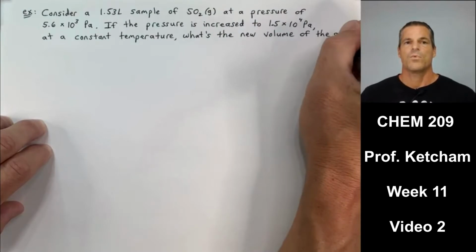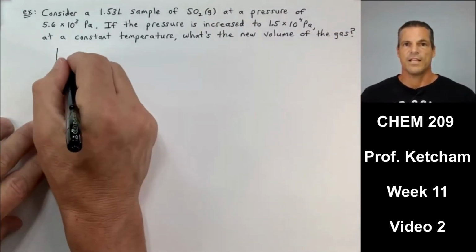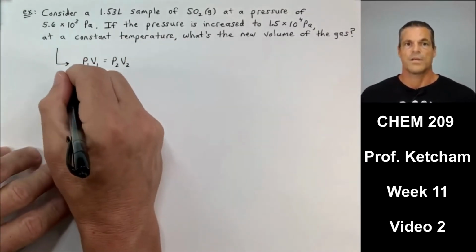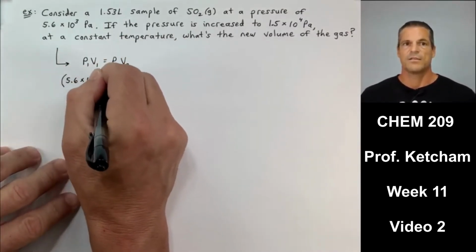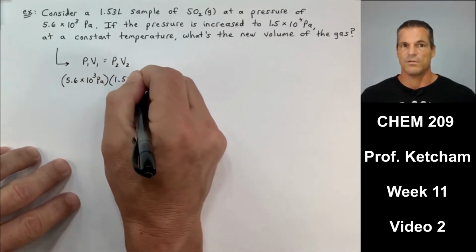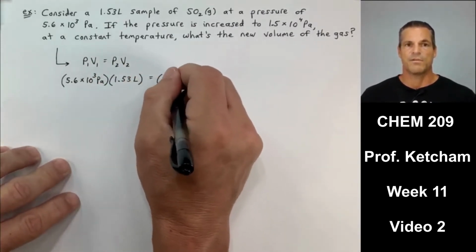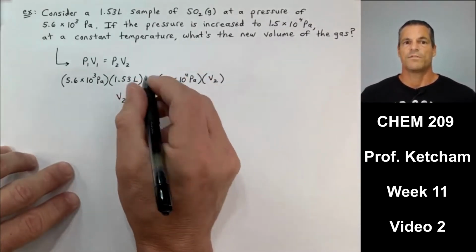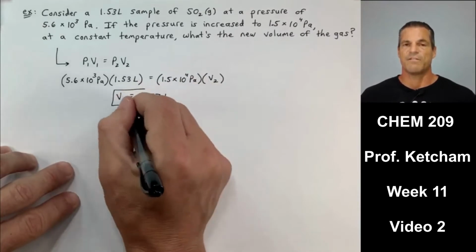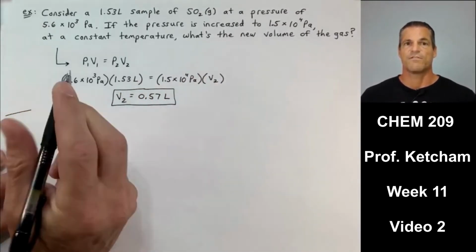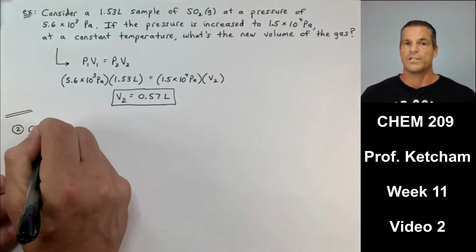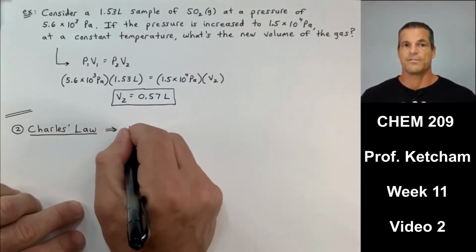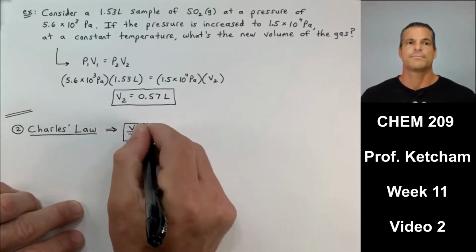In reading the example, we know that the relationships they're talking about here are pressure and volume. Constant temperature is the condition we need. So it's P1V1 equals P2V2. I plug in my P1, my V1, and my P2, and I solve for V2. 0.57 liters, 2 significant figures. The pressure went up, which is why I expected a volume less than 1.53 liters. The V2 is 0.57 liters.